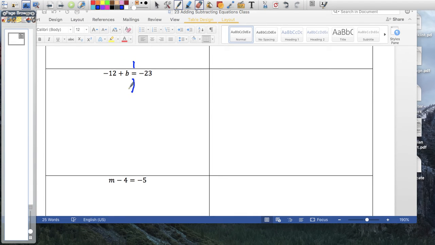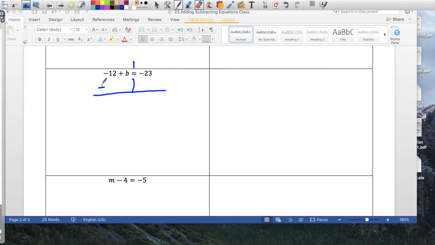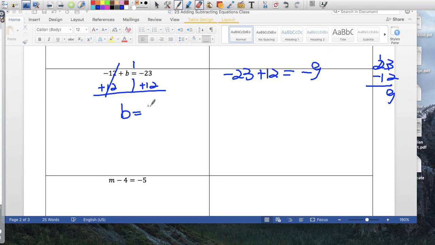Next. Where am I? So again, a line here. We're going to do plus 12 and plus 12. These two become 0, and B comes down. And we're going to do negative 23 plus 12. There's more negative, right? So I'm going to have a negative answer, and 23 minus 12 is going to be 9. So it's going to be negative 9.